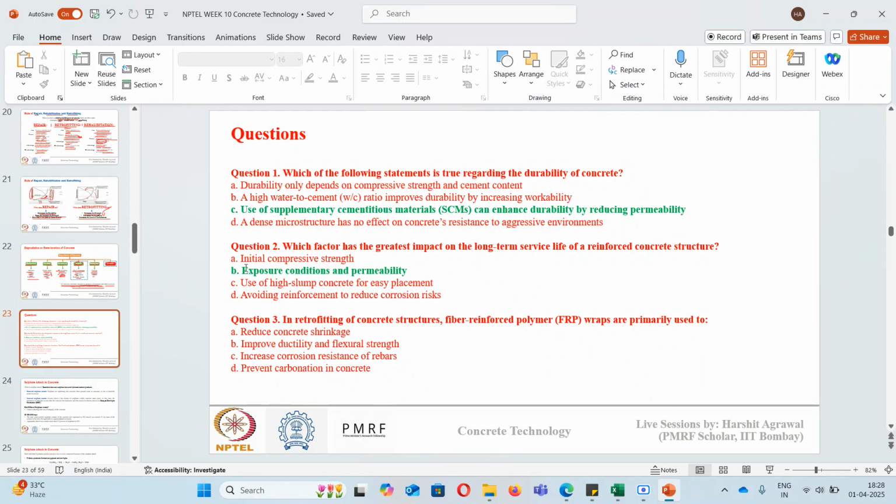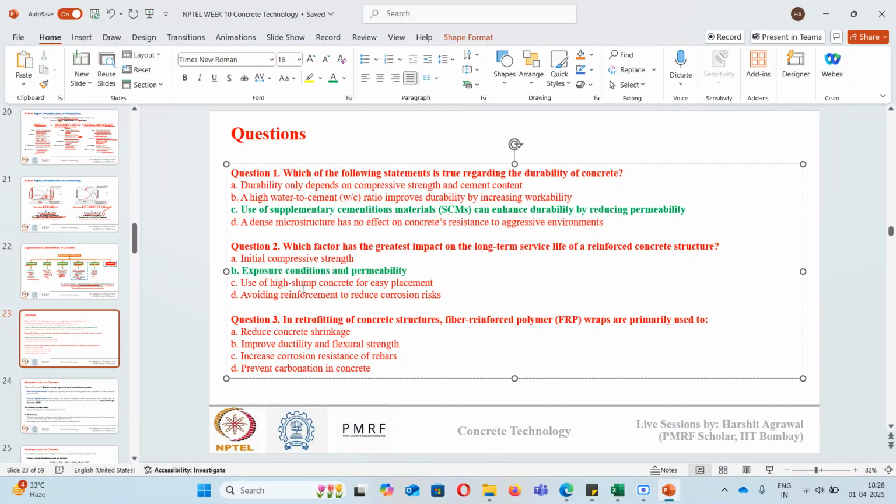So for this question, the correct answer is B, because concrete durability is primarily controlled by the ability of my concrete to resist aggressive agents like water, chlorides, and sulfates. If my exposure condition has a lot of aggressive agents, then it will risk my long-term service life. And if my concrete is more permeable, then it will have a higher risk on the service life. So controlling these two parameters will have the greatest impact on the long-term service life.